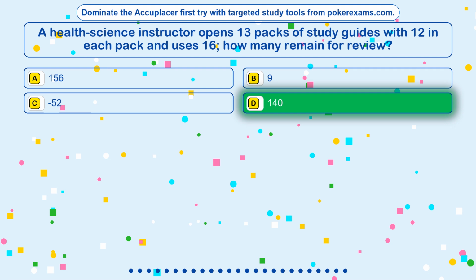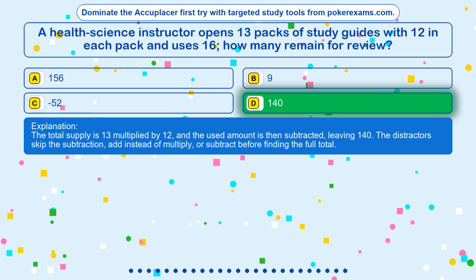The correct answer is option D, 140. The total supply is 13 multiplied by 12, and the used amount is then subtracted, leaving 140. The distractors skip the subtraction, add instead of multiply, or subtract before finding the full total.